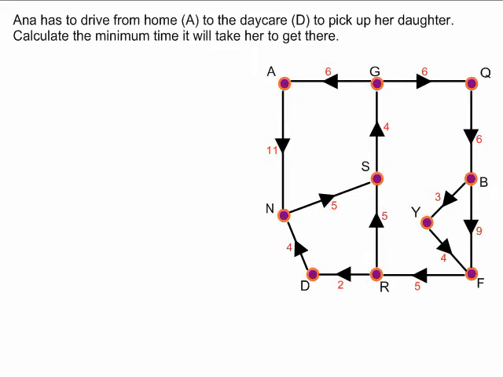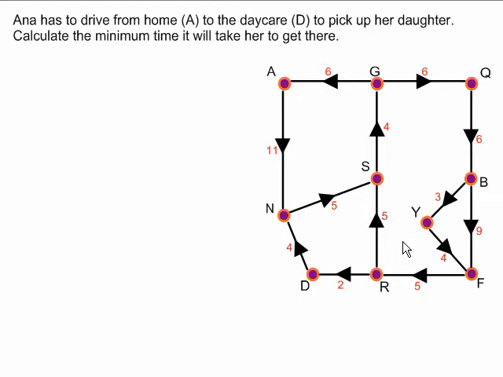This is what I call a minimum time problem. In this example, Anna has to drive from her home, which is here at A, to the daycare, which is down here at D, to pick up her daughter. We have to calculate the minimum time it will take her to get there.